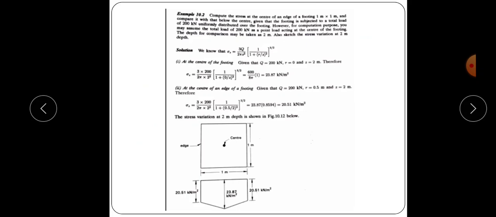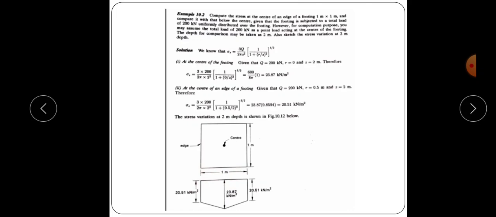Since in the question it's asked to sketch the stress variation, the variation will be like that. At the center the stress will be maximum. Towards the edges the stresses will be decreasing, and at the edge the value is 20.51.